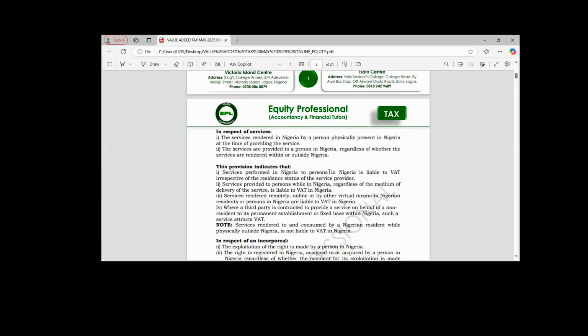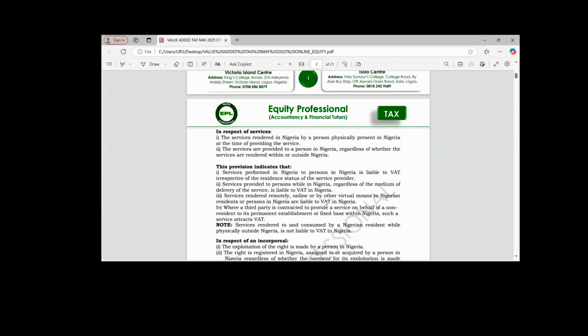So the provision further provides that service performed in Nigeria to a person in Nigeria is liable to VAT, irrespective of the resident status of the service provider, which I just explained earlier. Service provided to a person while in Nigeria, regardless of the medium of delivery of the service, is liable to VAT in Nigeria. Service rendered remotely, I think this was online services, or by other virtual means to Nigerian residents or persons that are liable to VAT. Any services rendered remotely to somebody that is in Nigeria will also be liable to VAT.